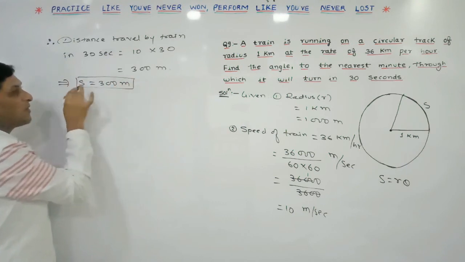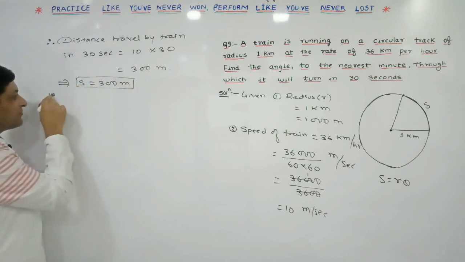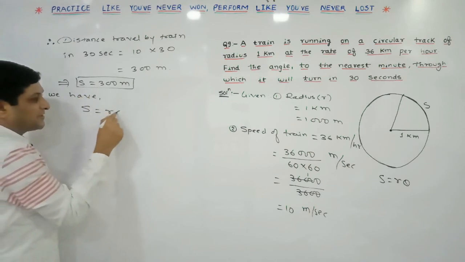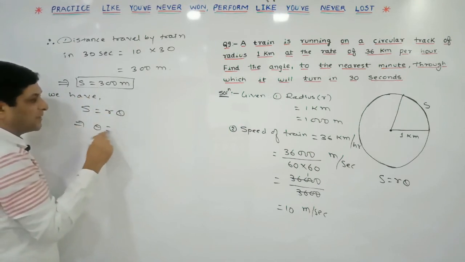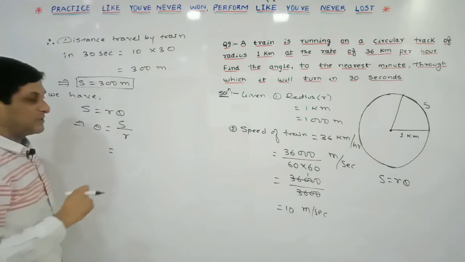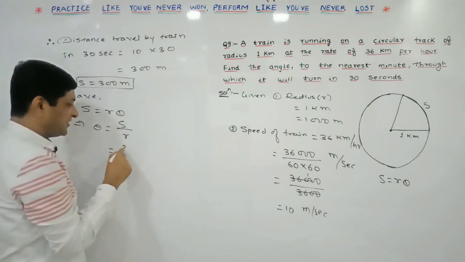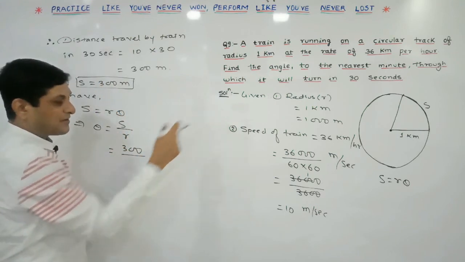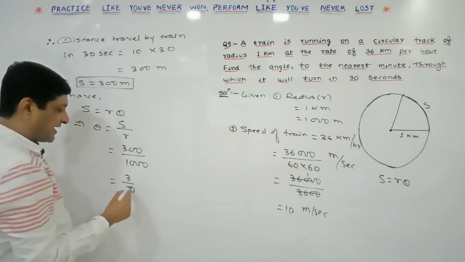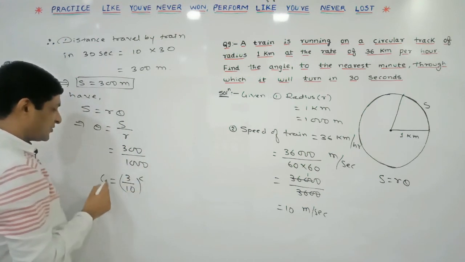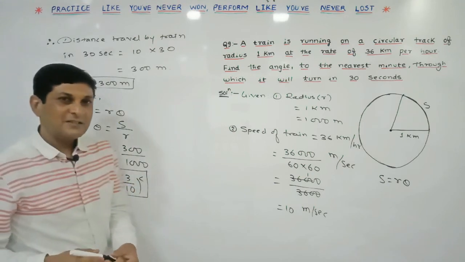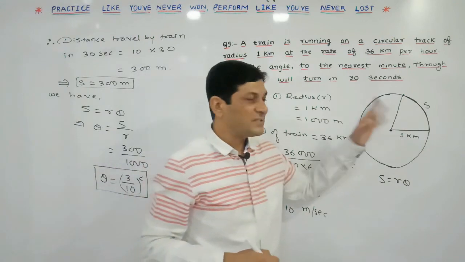So in this way we have got length of arc. So we have one formula that S is equals to r theta, which implies that theta is equal to S upon r. Now only the remaining part is to substitute the value. What is the value of S? 300. What is the value of r? Will be equal to 1000. So will be equals to 3 upon 10 radian. So in this way we have got the value of theta. Theta means angle at the center of this circle.